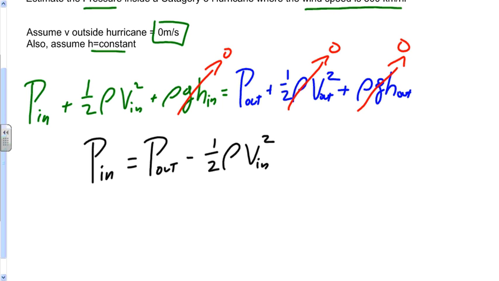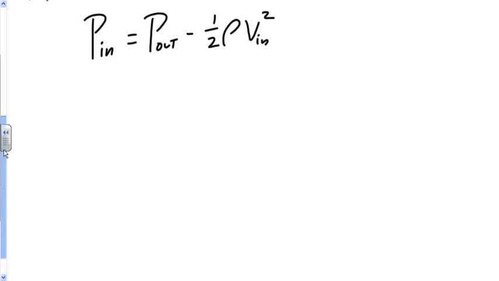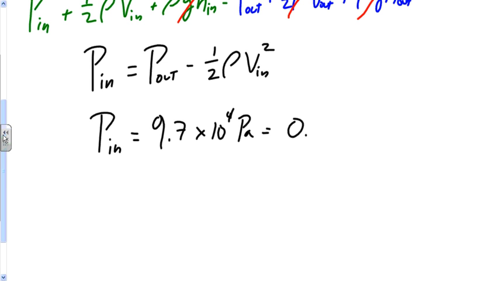Now I'm going to go ahead and plug in. I'm going to use atmospheric pressure for the pressure outside. I'm going to plug in for my rho of air, which we can look up, and I'm going to plug in for my velocity of the air, which is 300 kilometers per hour. After plugging in, I get pressure inside the hurricane equals 9.7 times 10 to the 4 pascals, which equals 0.96 atmospheres.